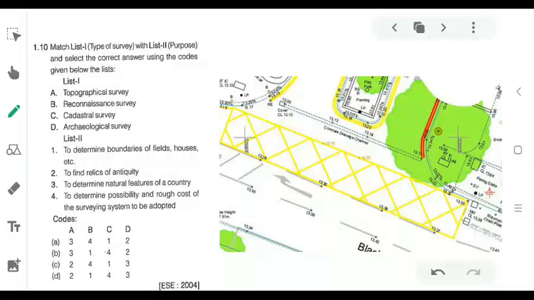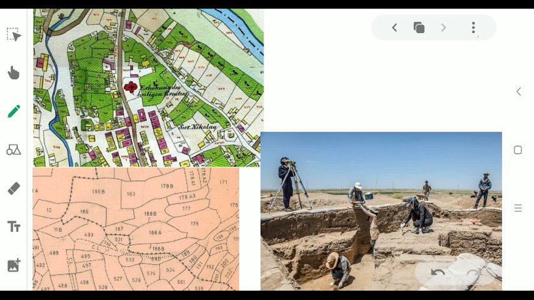So for example, as you see this sheet here, the concrete drainage channel is being shown, plantings are shown, then buildings are shown, then the highways and other features are also shown. So therefore, to determine or locate the features of the area of the country, topographical surveys are carried out. Then next is cadastral survey.